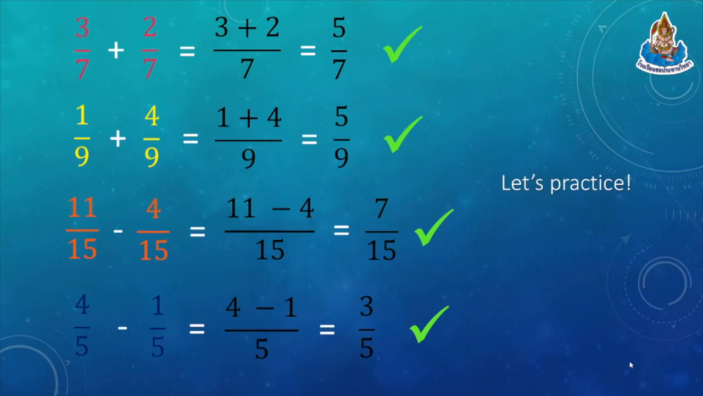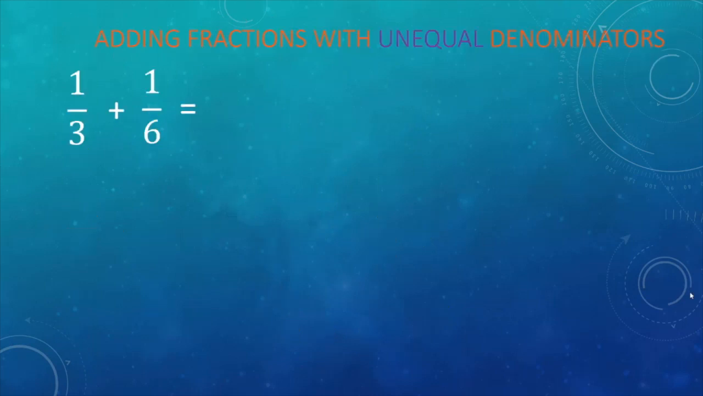Now you know that adding and subtracting fractions with equal denominators is very easy. But sometimes we need to add or subtract fractions with unequal or different denominators. And now we will learn how to do that. Let's try to add two fractions with unequal denominators, 1 over 3 and 1 over 6. To visualize our addition, again we will use diagrams.